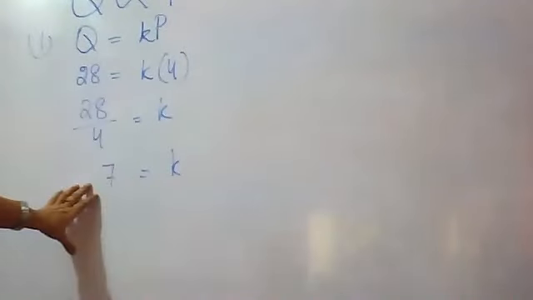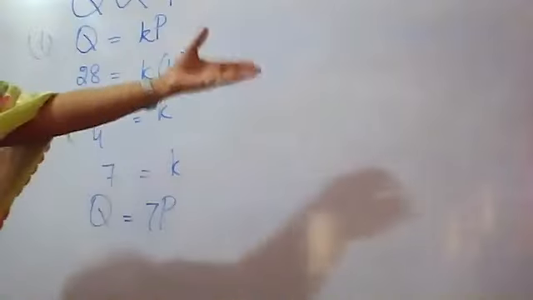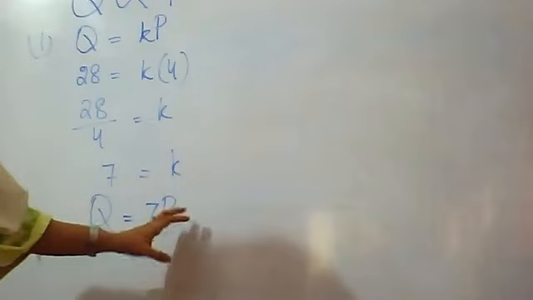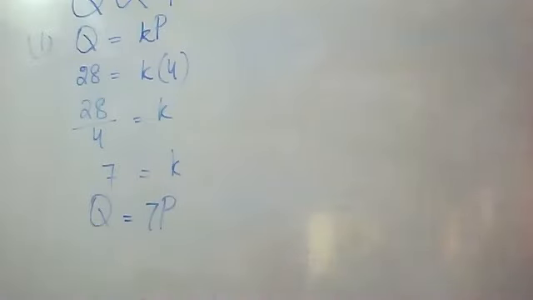Now, the same thing repeats. After writing the value of K, we will first write the equation, that is Q equals 7P. And with this equation we will keep on writing the answers of part 2 and part 3. Somewhere they will give Q's value and ask for P's value, and somewhere they will give P's value and ask you for Q's value. Got it?